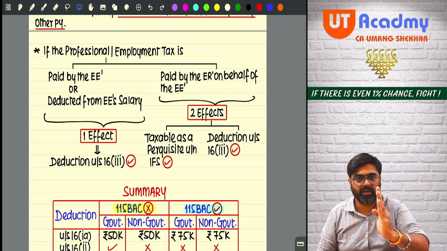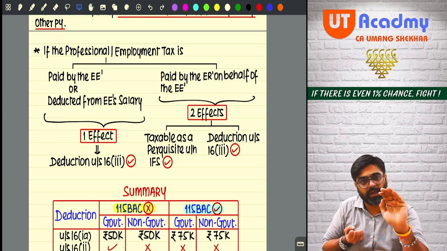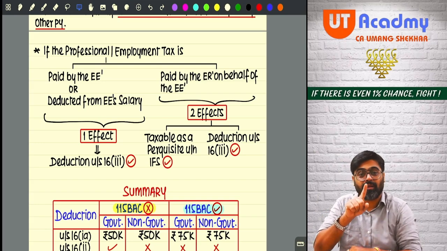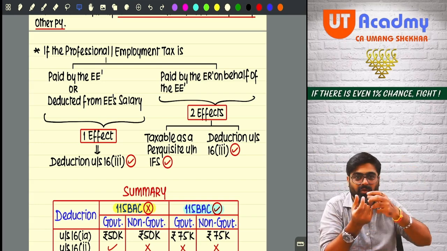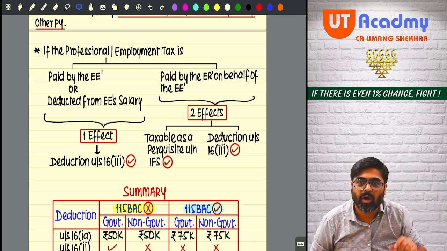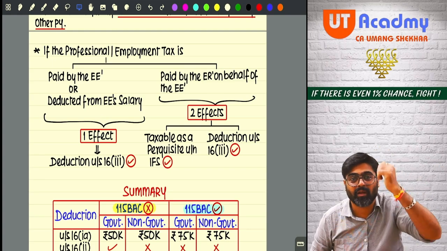Second case, 1 lakh salary. 2000 professional tax deducted. How much is coming in your hands? 98. Done? How much will be the taxable salary? 1 lakh. Out of that, 2000 deducted and paid as professional tax. Take the deduction of 2000. How much will be the net taxable salary? 98. That is the same amount coming in your hands after deduction.